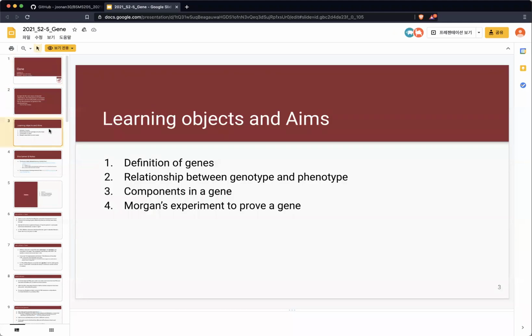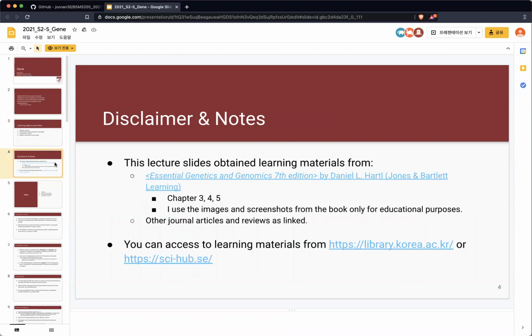We're going to learn about 4 things today. The first one is the definition of genes and the relationship between genotype and phenotype. That is the first part of the lecture. We're also going to discuss the components in a gene, and I think this overlaps pretty much with the molecular biology topics. And we're going to discuss how Thomas Morgan's experiments moved the perspective from chromosomes to a gene concept. That is the last topic we're going to deal with in this session. And the same disclaimer and notes.